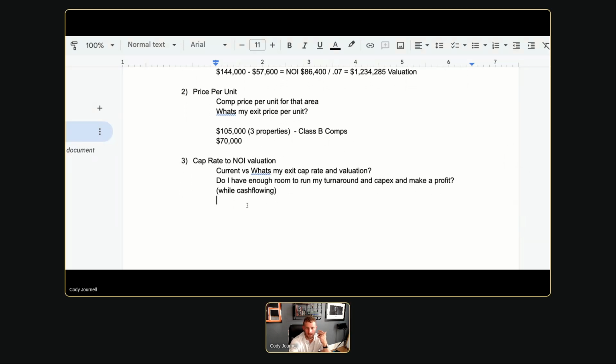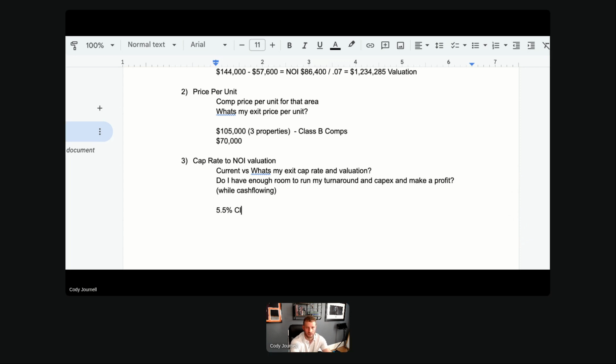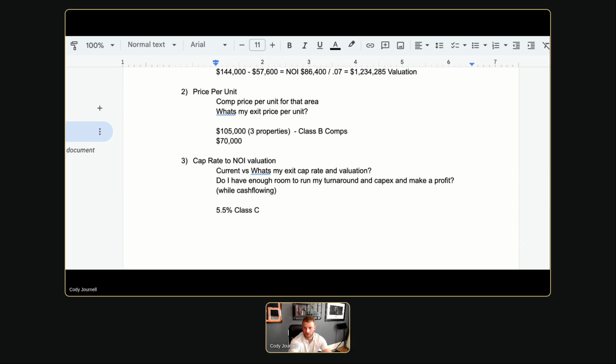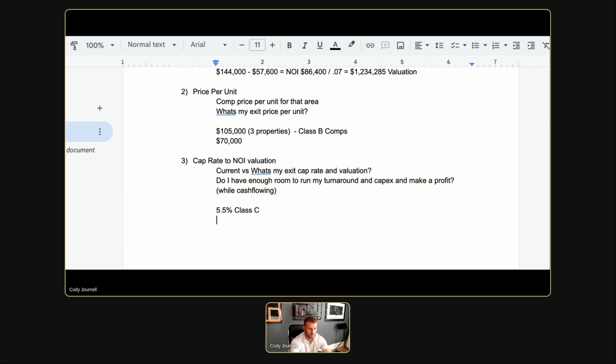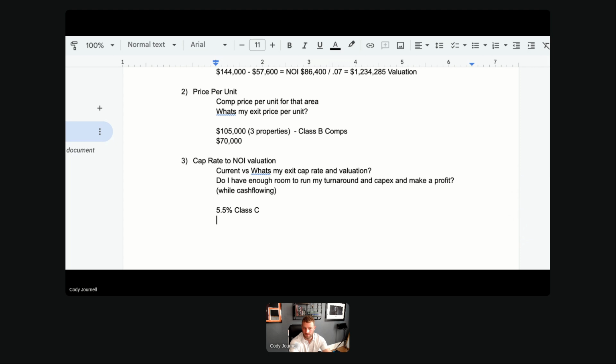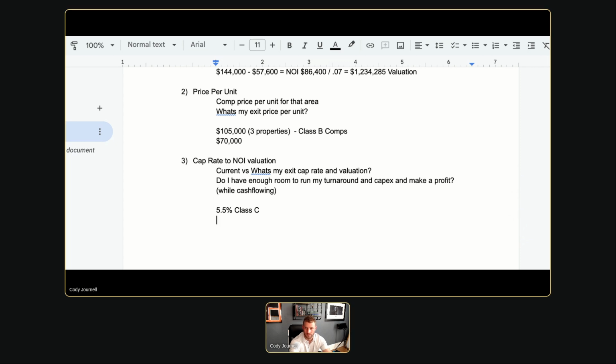And then the last one, this one's pretty standard. Look at what the cap rate is coming in. If they're trying to sell it at a 5.5% cap rate and it's a Class C property, and you know you're going to have to put a lot of work into it to get it up to snuff and exit, then at best you're probably selling that Class C property at a 6% cap rate on the exit. You've got to know your cap rates, you've got to know the market.